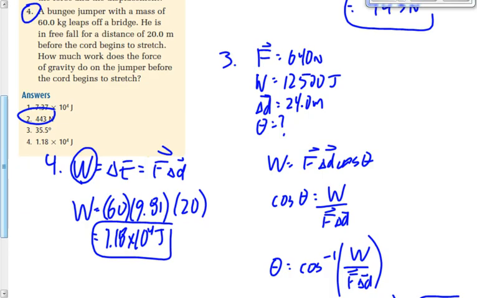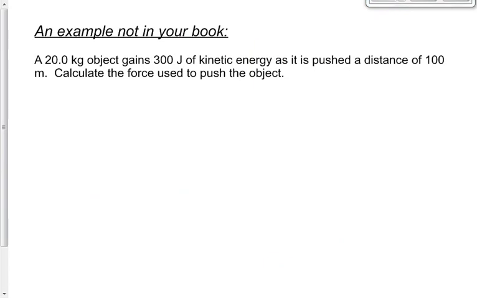Now, the reason I didn't talk about that as we went over it is because we hadn't really talked about the whole delta E part of work yet. And we're going to talk about that today. Yesterday we focused on the F times D. But it was solvable that way if you tried it that way. We've got a couple more examples that unfortunately don't appear in your textbook, so I'm going to ask you to copy them down, and then we'll do them as a class here.